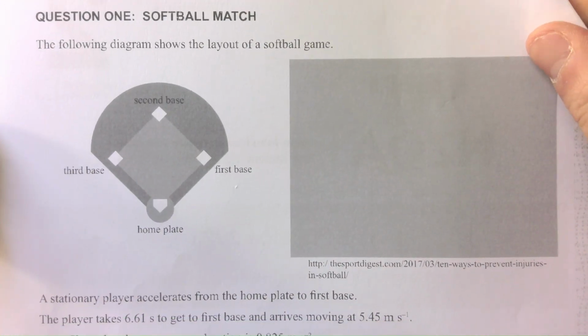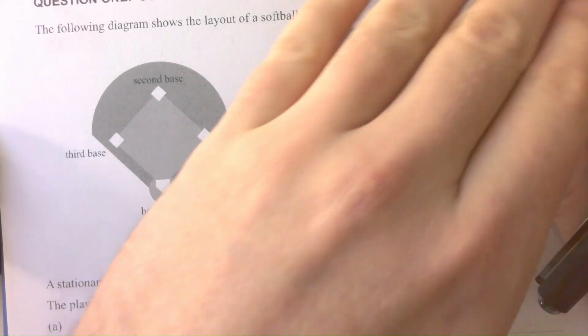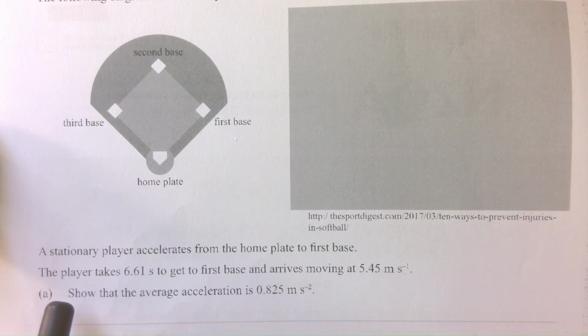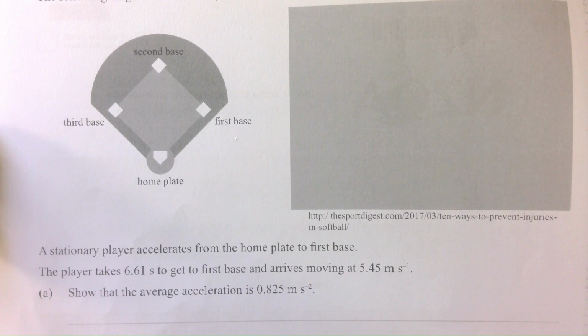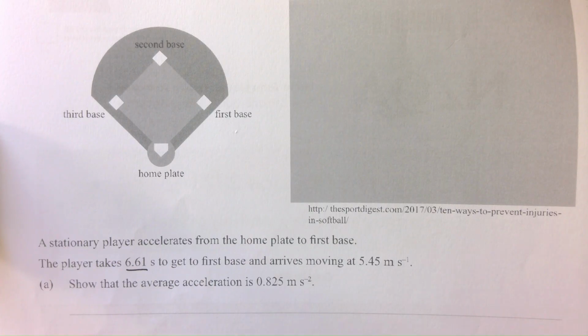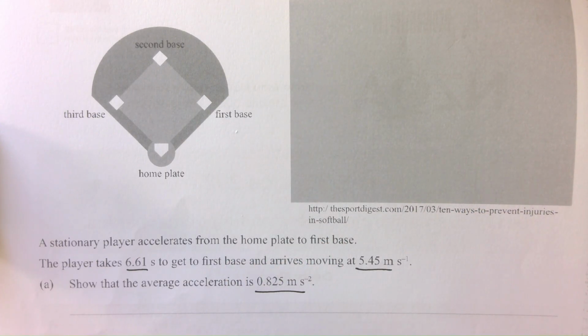So, question 1. About a softball match. We are told that the following diagram shows a layout of a softball game. We got a series of bases, and we are told that a stationary player accelerates from home plate to first base. The player takes 6.61 seconds to get to first base and arrives moving at 5.45 meters per second. Show that the average acceleration is 0.825 meters per second squared.